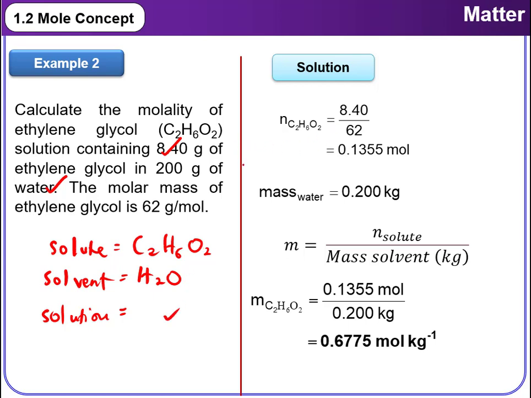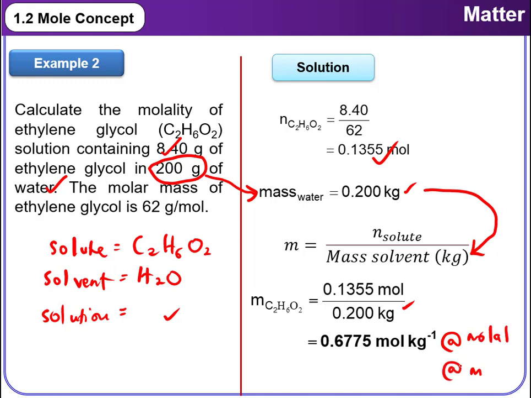So what to do is, of course, to find the mole of ethylene glycol first, which is 0.1355 mole. What to do with this 200 gram of water is, of course, to convert it into kilogram. Then only you can insert it in the formula. So insert, then you have the final answer, which is 0.6775 mole per kg, or you write the word molal, or simply lowercase m. So any unit is accepted.